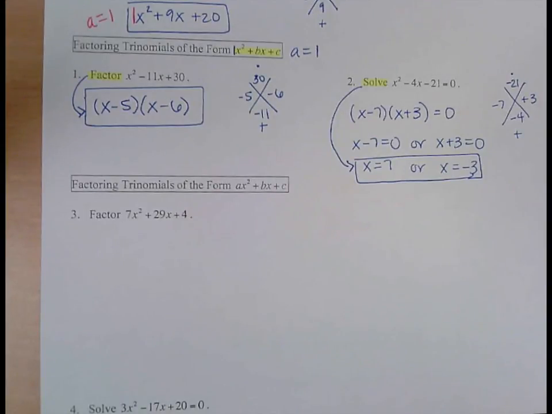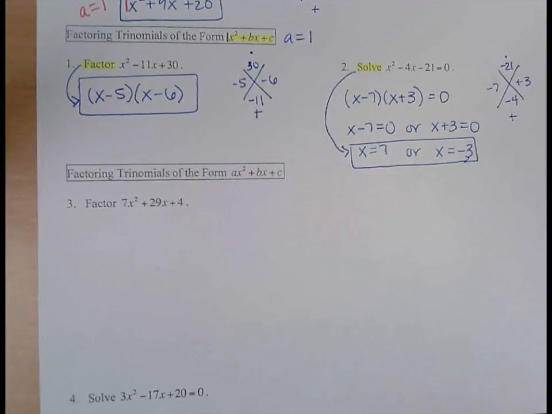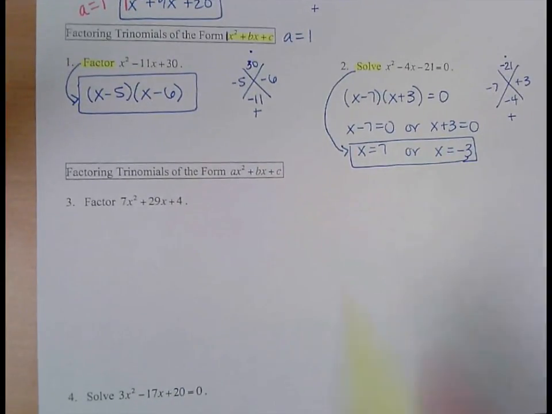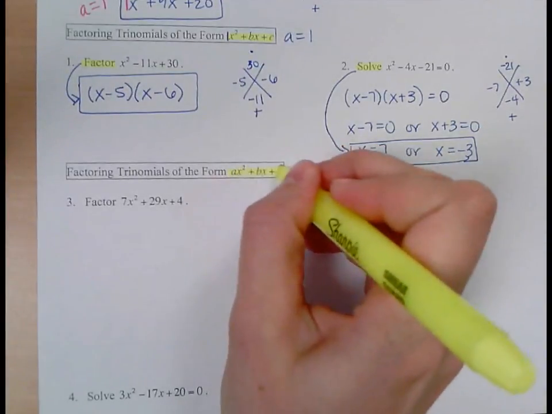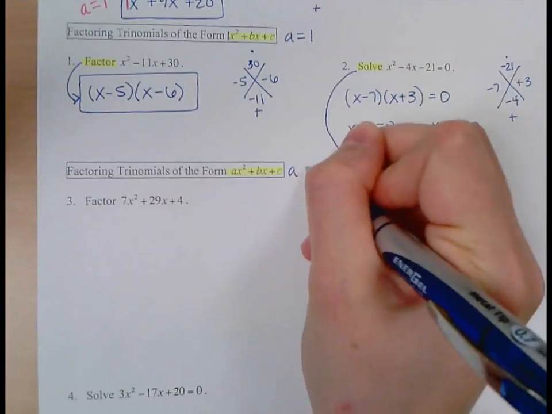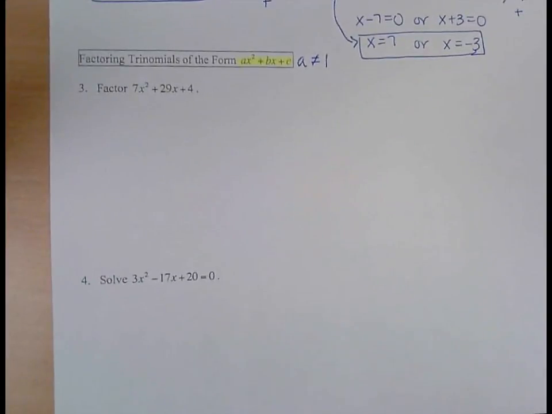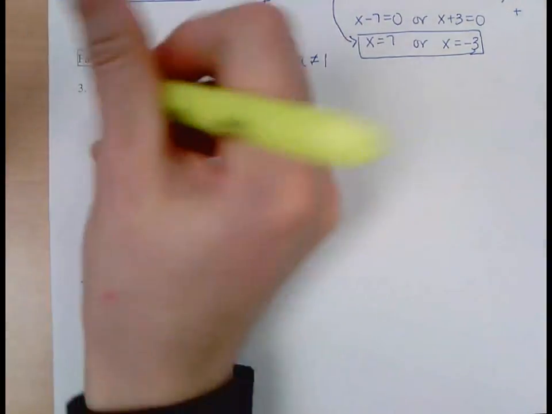Okay, now 3 and 4, these are still factoring trinomials. Except now your a value is not going to be 1. So here a is a value other than 1. So for example, in number 3, our a value is 7. So this does work a little differently. We can still set up a diamond, and in 3 we are just factoring.